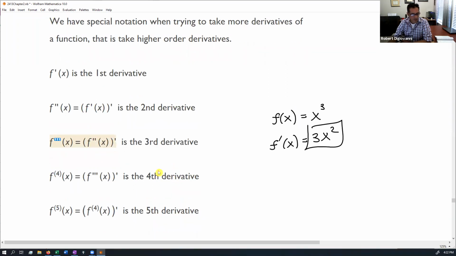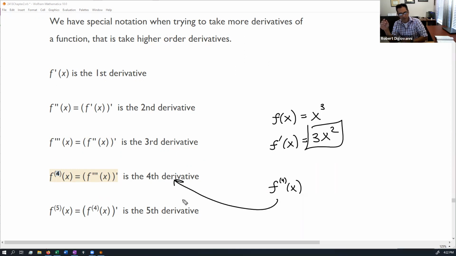Fourth derivative. Now what we do is we stop using the little primes, because can you imagine the 18th derivative, you wouldn't want to have 18 little dashes up there. So what we start doing is we put the number up here and we put it in parentheses. And it's important that it's in parentheses, because if I write this, that means the fourth derivative. If I write this, this means you're taking the function and raising it to the 4th power. Totally different things. So that's why the parentheses is important here.